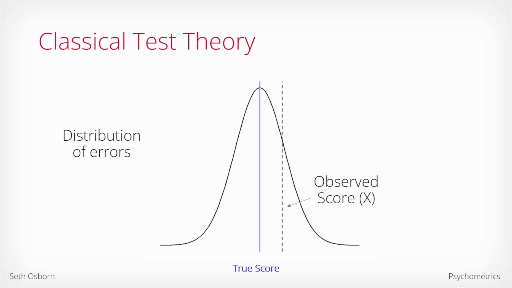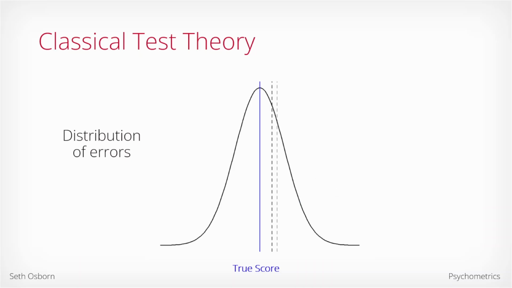Imagine we only had one score per person. Recall that we expect the errors to be normally distributed around the true score. So when there's only one observed score, it can bounce around all over this distribution. It's more likely to be nearer to the true score, which is the mean of this distribution, and it's less likely to be far out in the tails. But how much it bounces around can be described by the variance of this distribution.